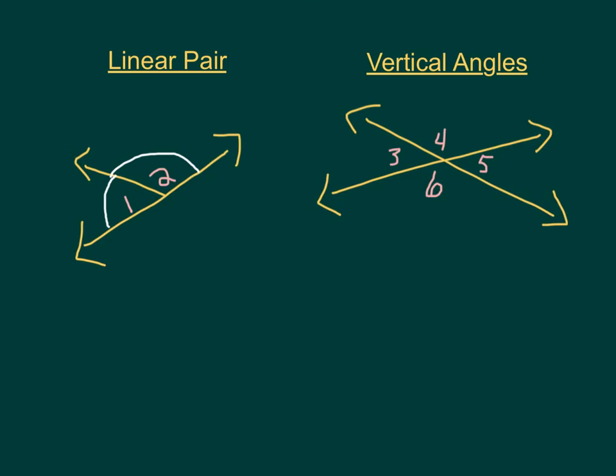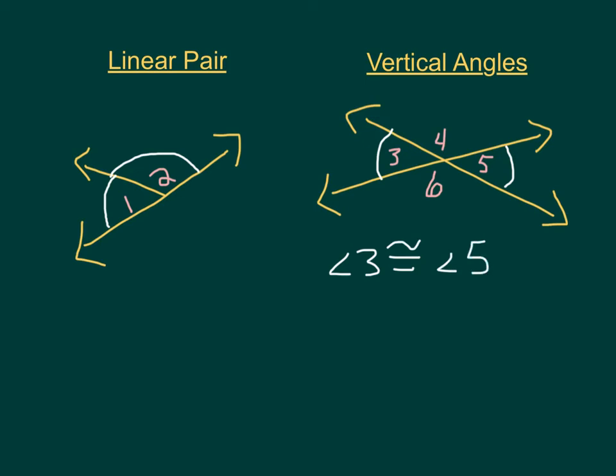In our second diagram for vertical angles, I want you to remember what we said on the first page, that vertical angles are straight across from each other and they are congruent to each other. So in this case, angle 3 would be vertical to angle 5. We also know that it is congruent to angle 5. That means it has the same measure.